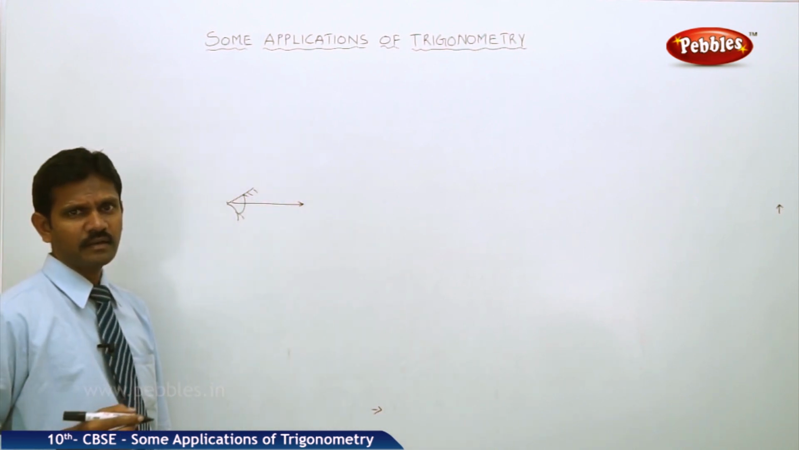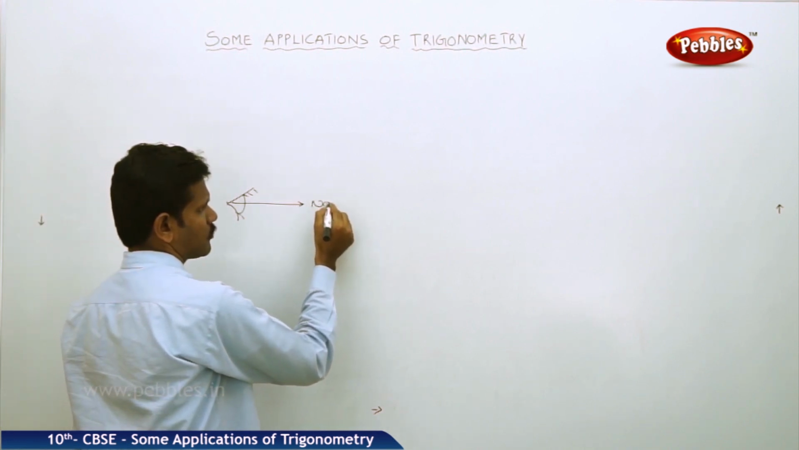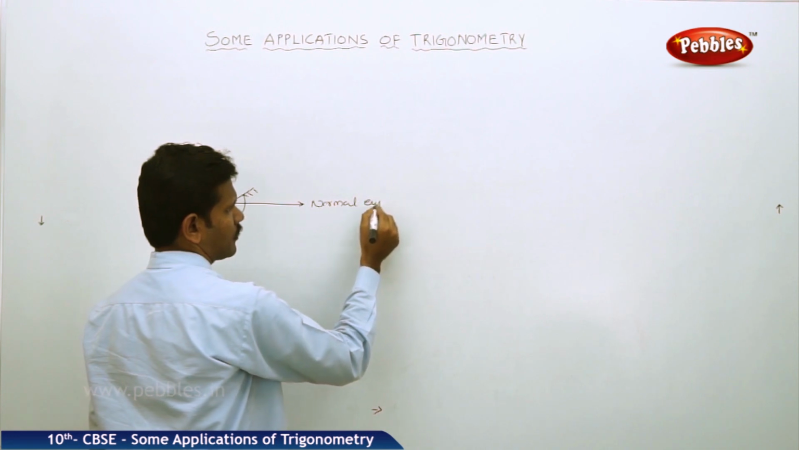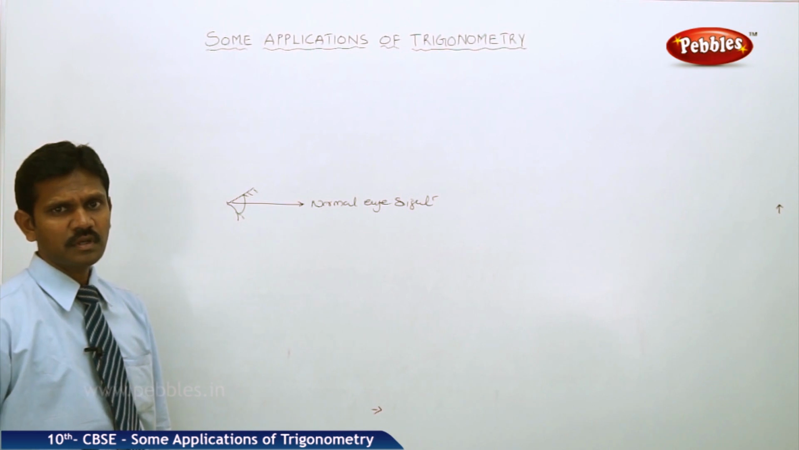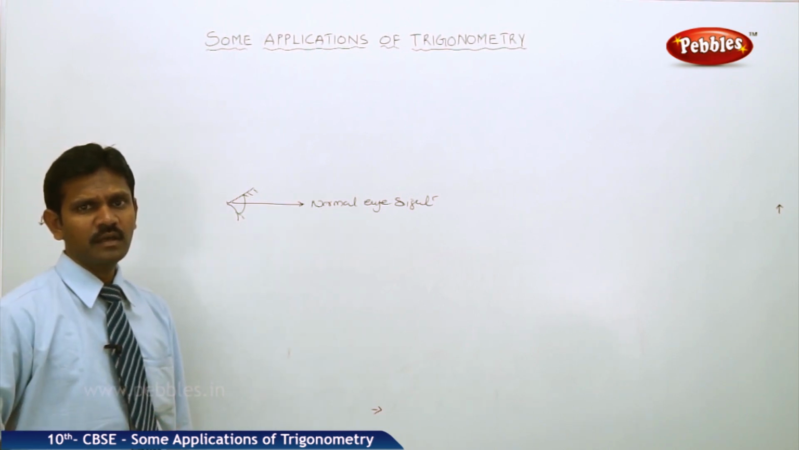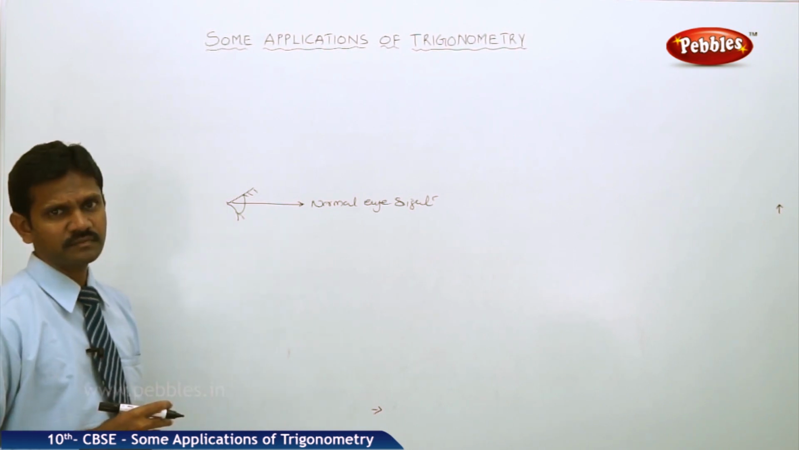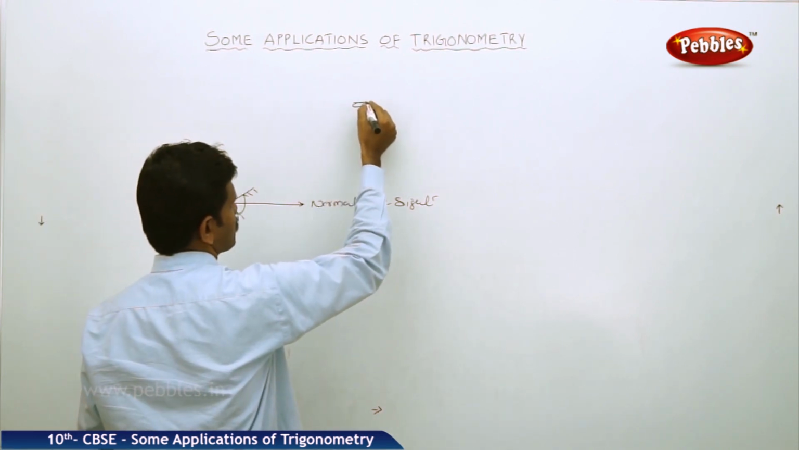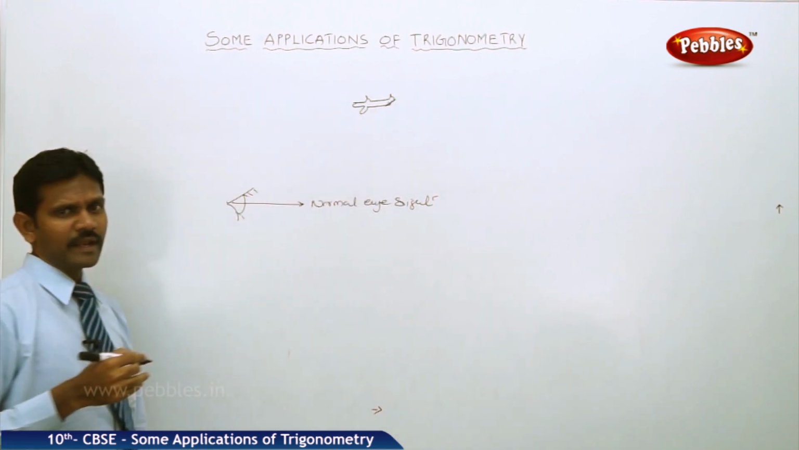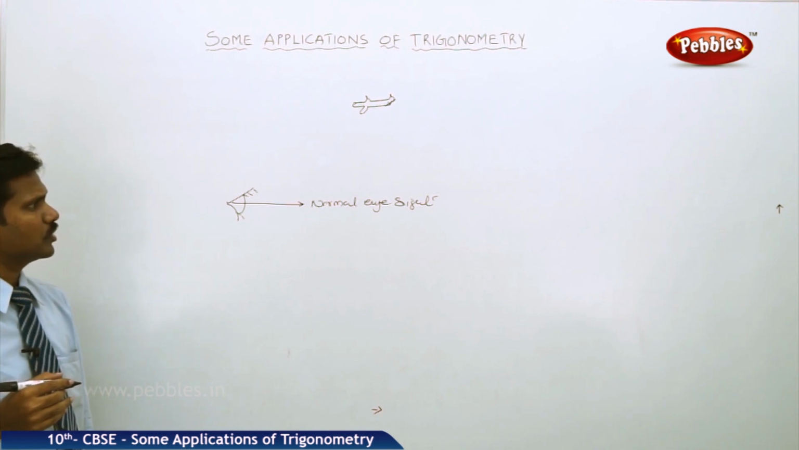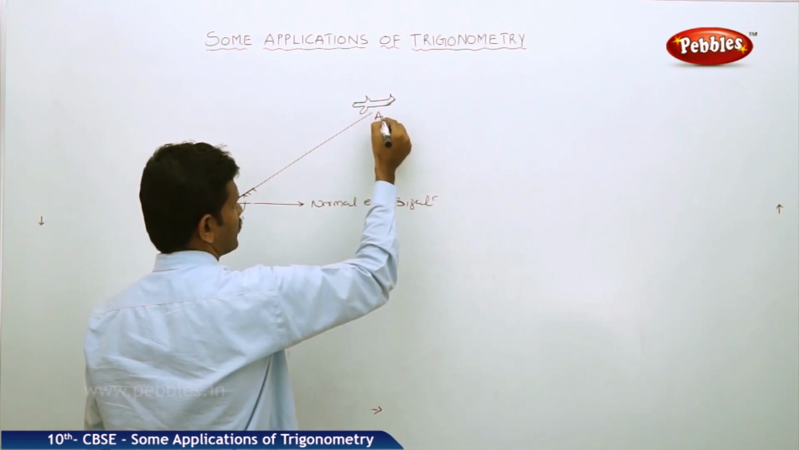The eyesight parallel to the eye is called normal eyesight. Suppose a flight is moving, then our line of eyesight will be above the normal eyesight. For example, here a flight is moving, then our eyesight will be changed to above the normal eyesight, which is called the angle of elevation.